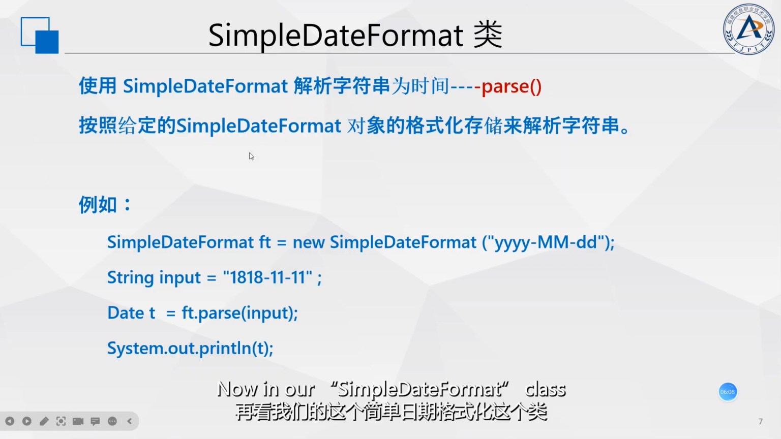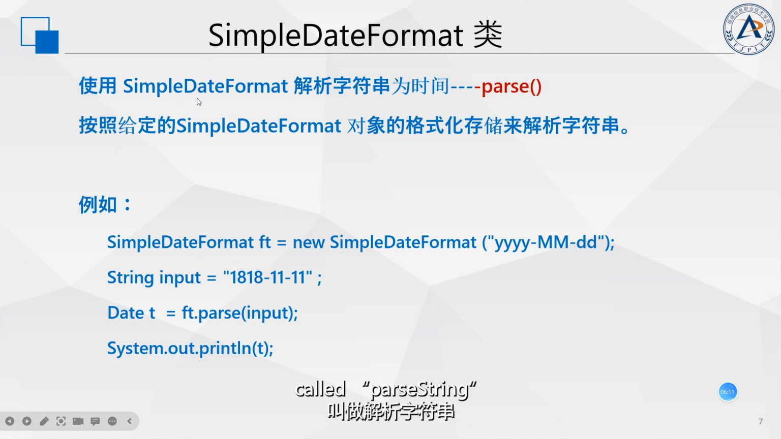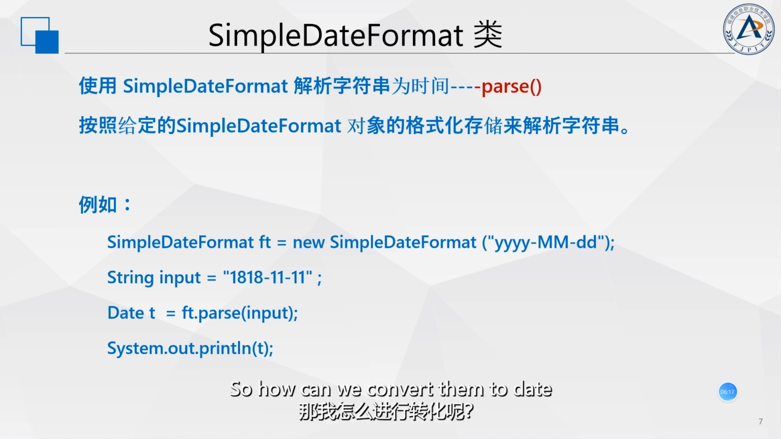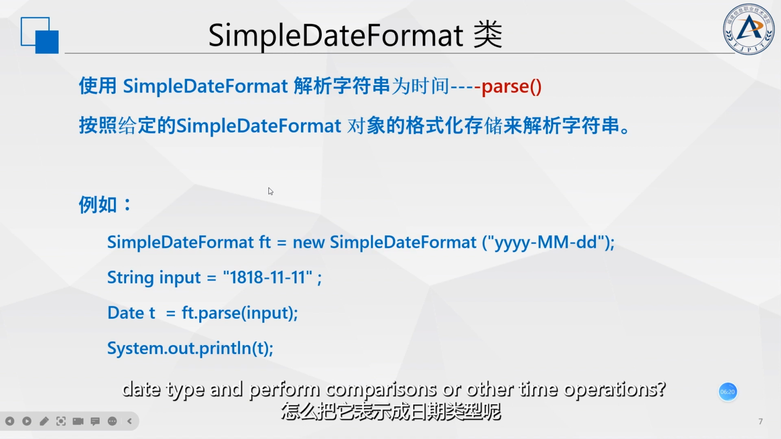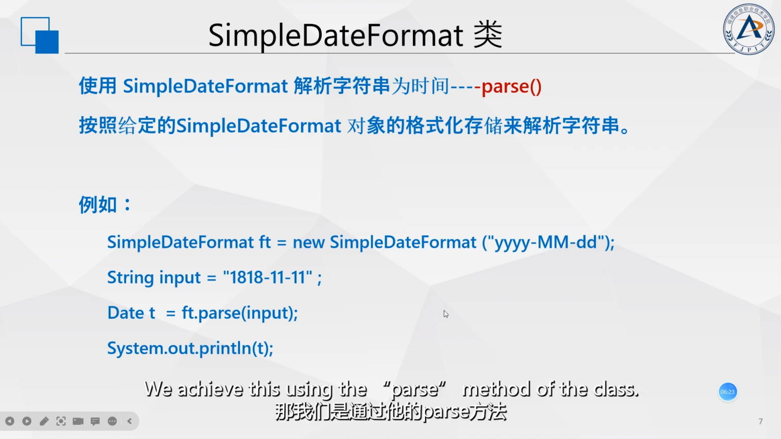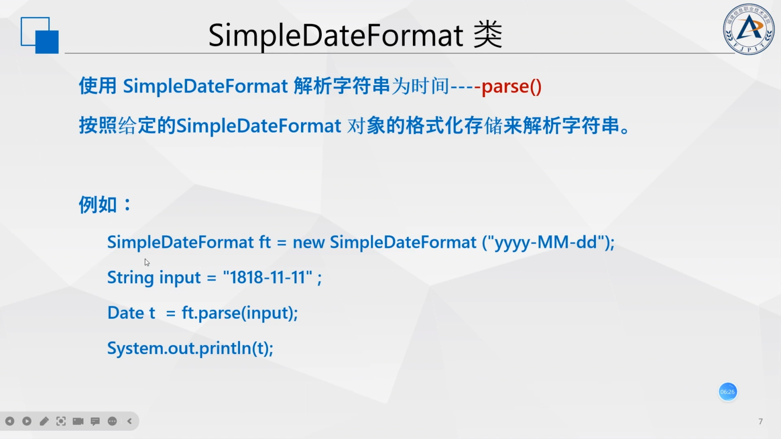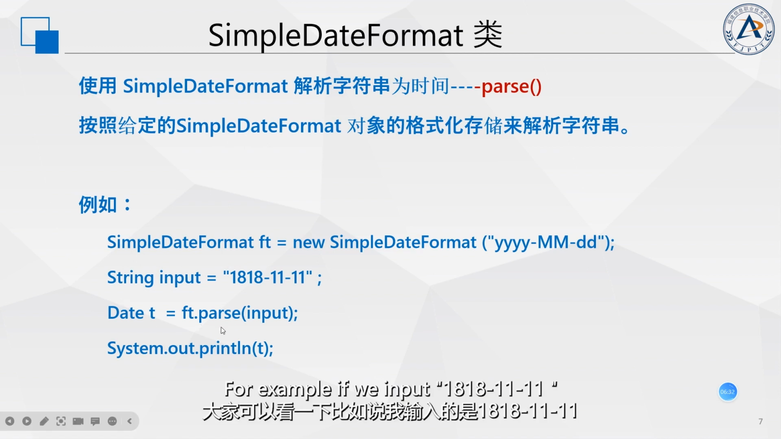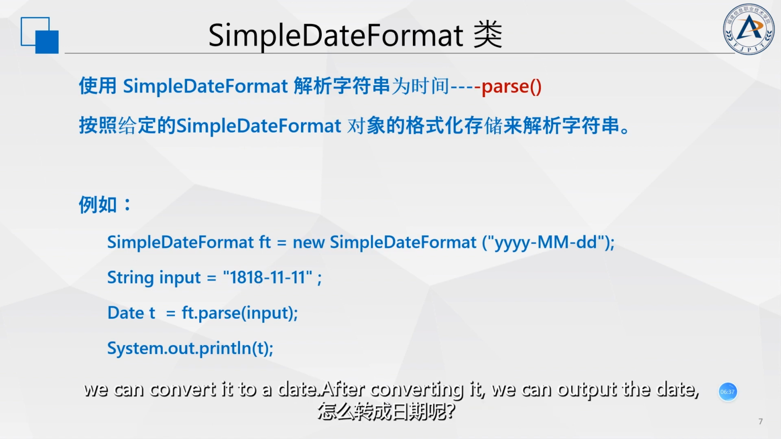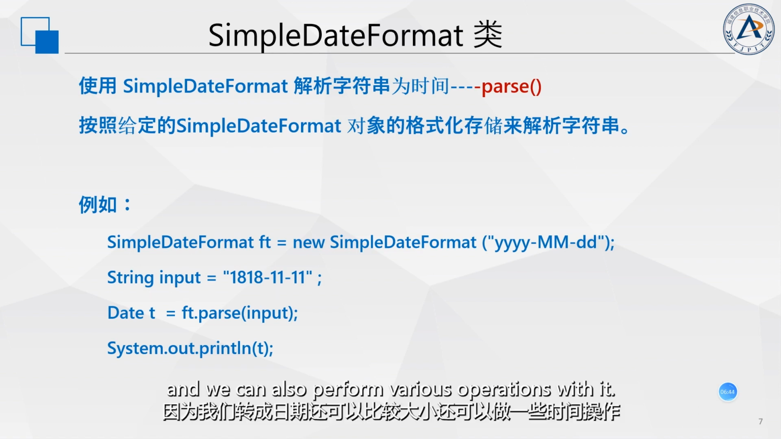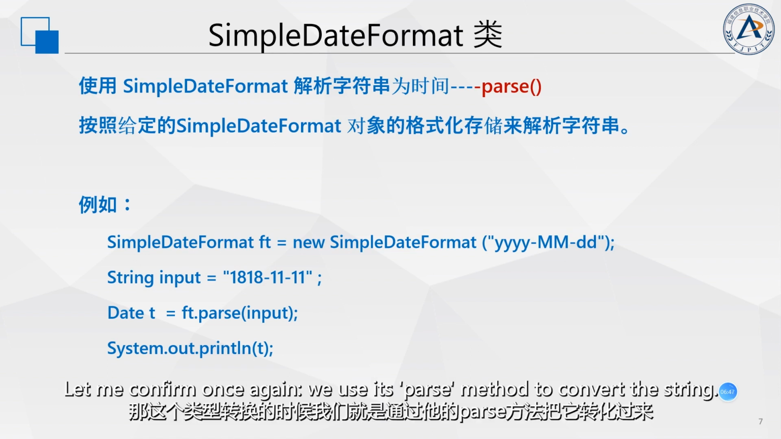Now, in our SimpleDateFormat class, there's another method called parse. In many programs, dates are often passed as strings. So, how can we convert them to date type and perform comparisons or other time operations? We achieve this using the parse method of the class. For example, if we input November the 11th, 1818, which is in string format, we can convert it to a date. After converting it, we can output the date, and we can also perform various operations with it. Let me confirm once again, we use its parse method to convert the string.